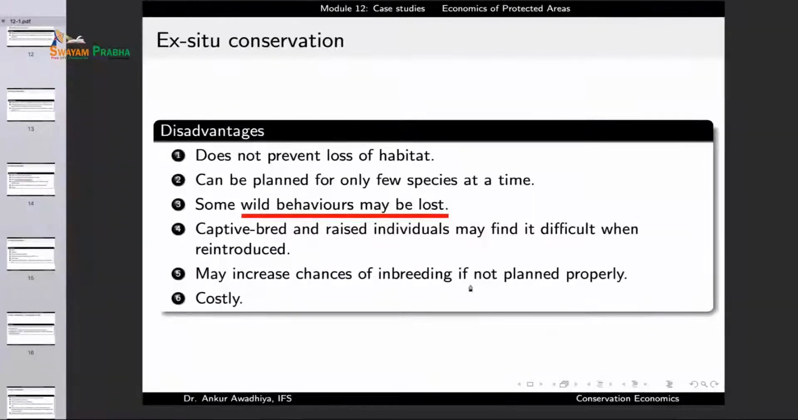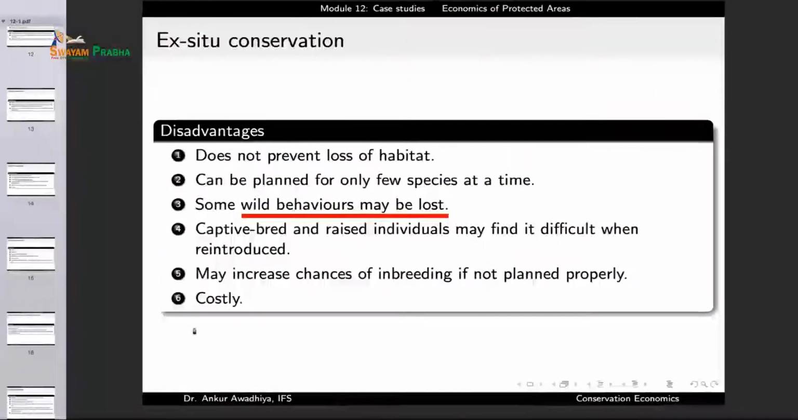Then it may increase the chances of inbreeding if it is not planned properly. If the stud books are not maintained properly, it is possible that brothers and sisters or parents and offspring might breed with one another. And in that case, the number of recessive disorders will go up. And then finally, it is also costly.